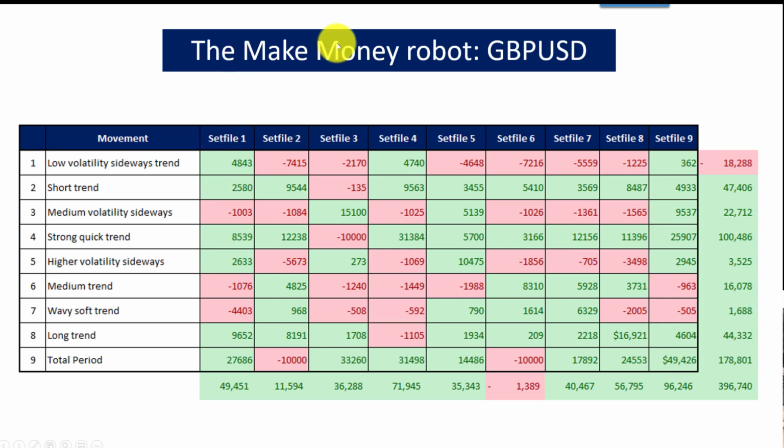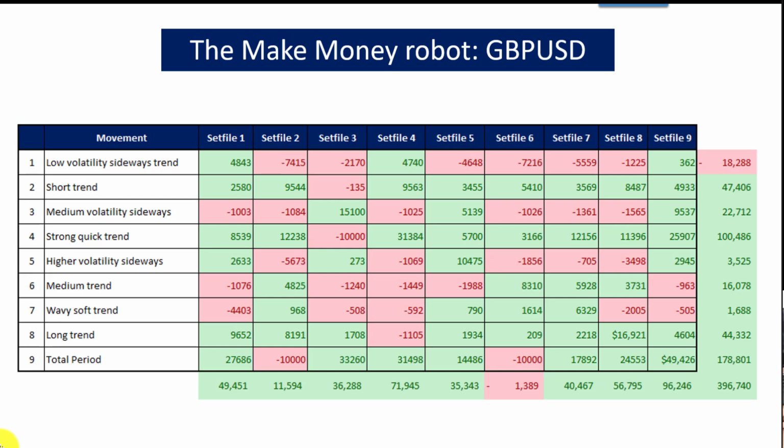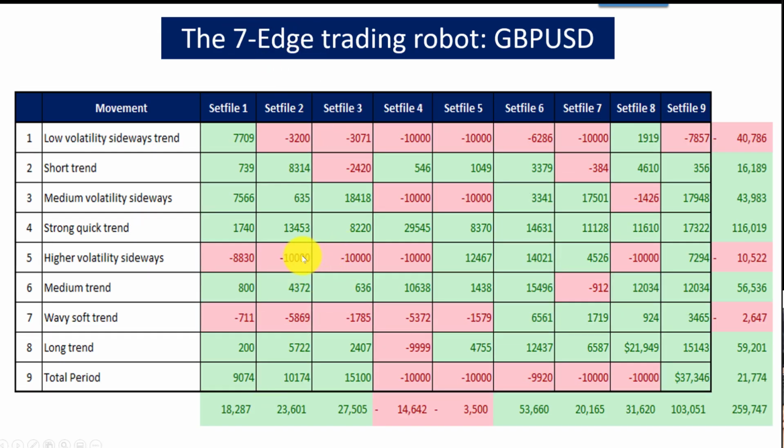So the Make Money robot is in fact in general more risk controlled. You see the amounts here are smaller, but also you don't see as many blowouts. You see 1, 2, 3 blowouts. Let's just go and have a look back at how many blowouts the 7 edge has: 1, 2, 3, 4, 5, 6, 7, 8, 9, 10, 11, 12, 13, 14, 15. All right, so you're starting to get a feel of the risk profile of these EAs.